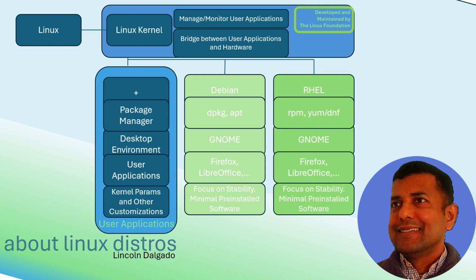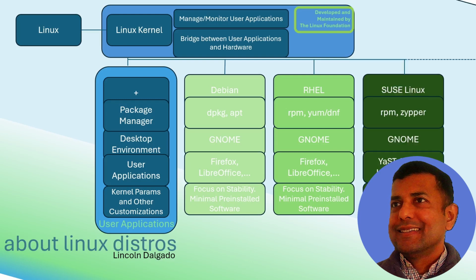Another very popular distribution is RHEL. Like Debian, it is also focused on stability. The major difference is that unlike Debian, it is not community-based. It is maintained by Red Hat, and Red Hat provides paid support. Again, we have two package managers, RPM and YUM/DNF, with YUM/DNF having the ability to handle dependencies. Another distro that is enterprise focused like RHEL is SUSE Linux. Again, it has its own package manager called Zypper.